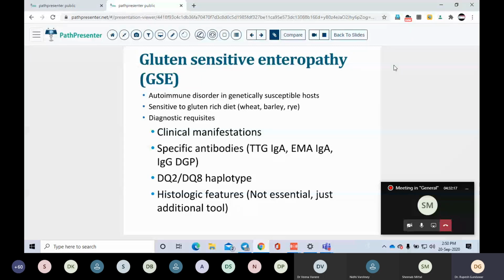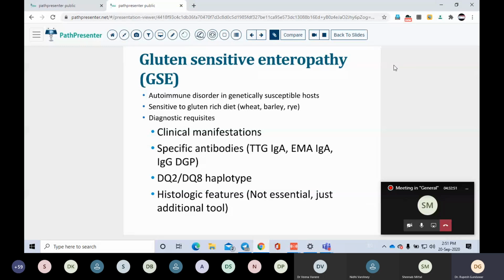So to label someone as gluten sensitive enteropathy, the biopsy alone is not a sufficient factor. Diagnostic requisites are clinical manifestations, where the person will have features of malabsorption like increased stool, steatorrhea, weight loss, and others when he is exposed to a gluten-rich diet. Then on evaluation, he will have specific antibodies like anti-tTG, EMA, endomysial antibodies.